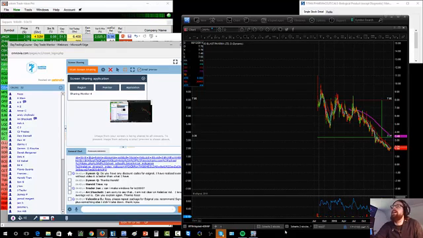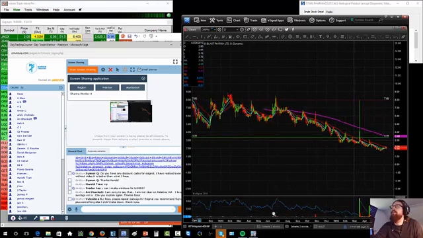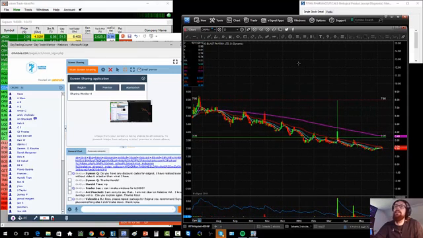Any other questions on how to draw these windows or anything else?